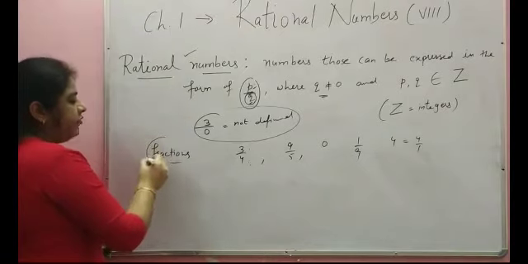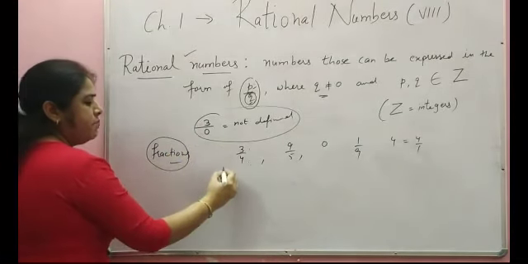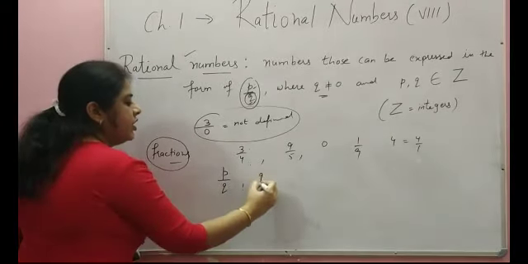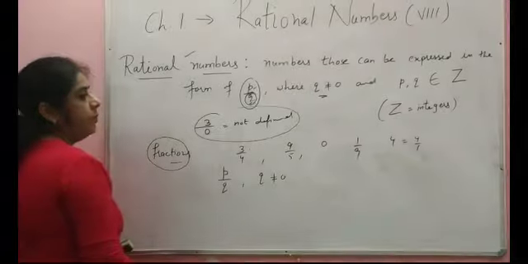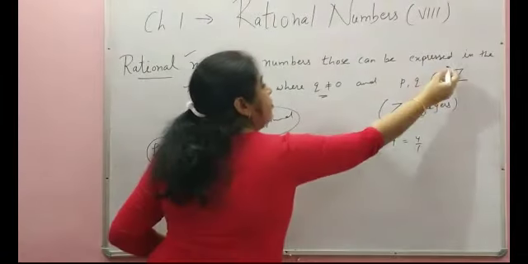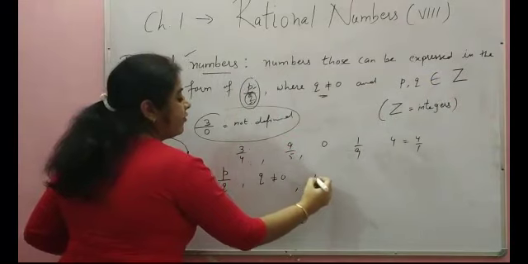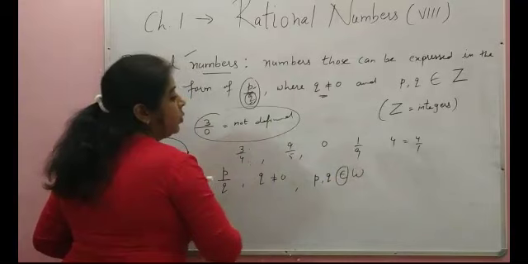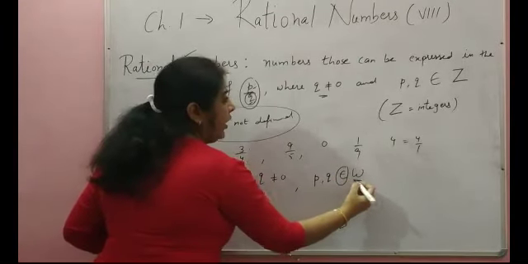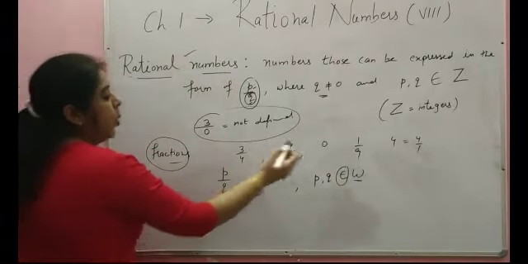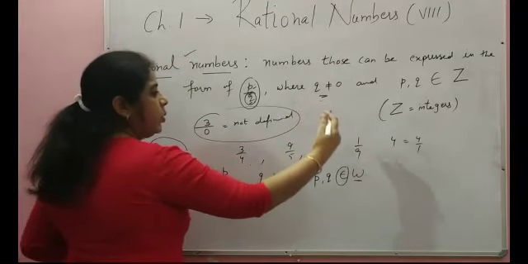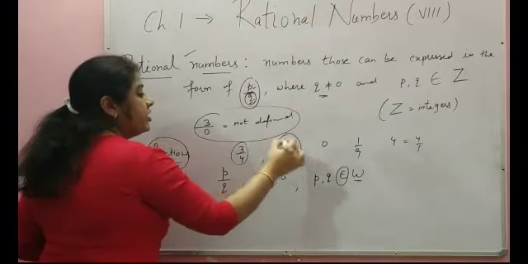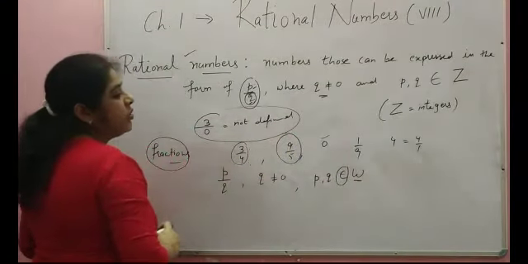When we define fractions, we write the numbers which can be expressed in the form of p by q with the condition that q is not equal to 0. But here we write p and q belong to integers, and for fractions we write p and q belong to whole numbers. This is the sign for belongs to. It means it can be 0, 1, 2, 3 like that. It means fractions are always positive and 0 is also a fraction.